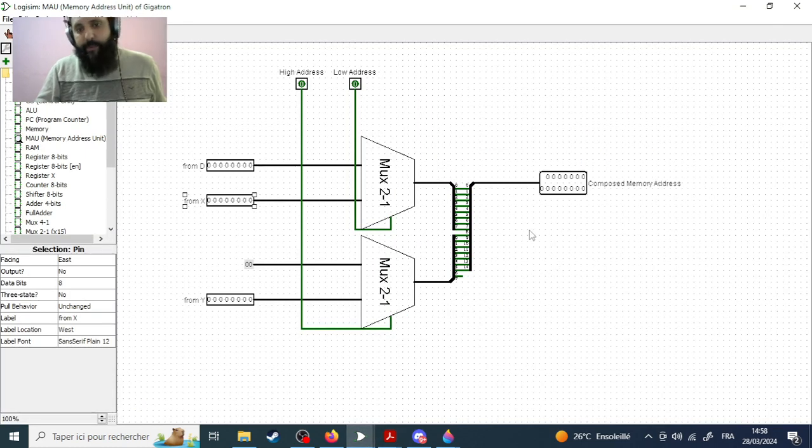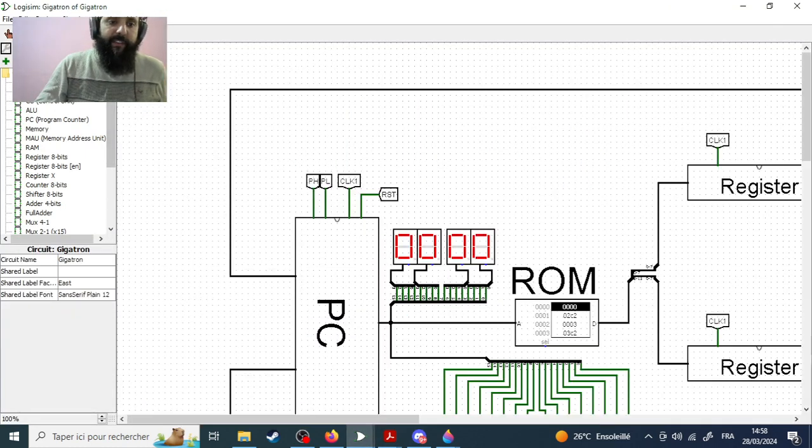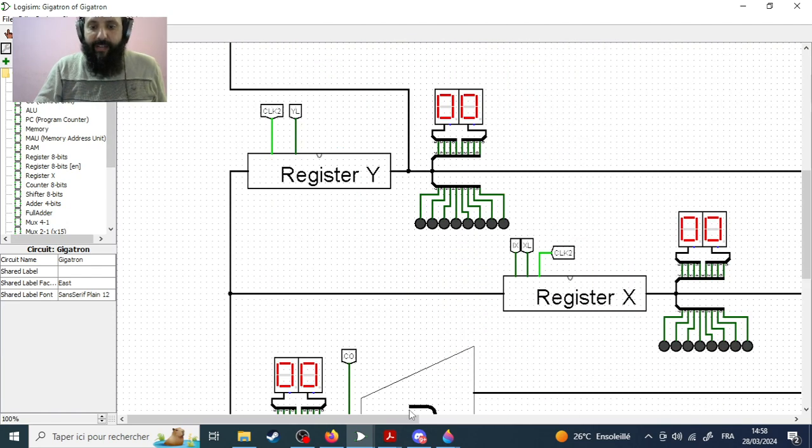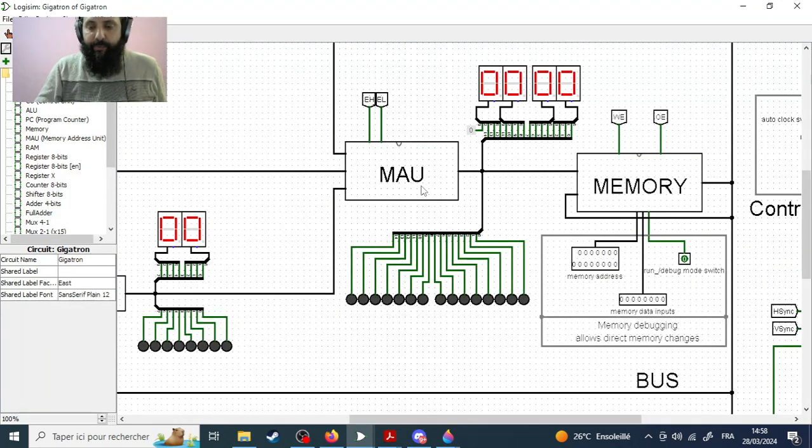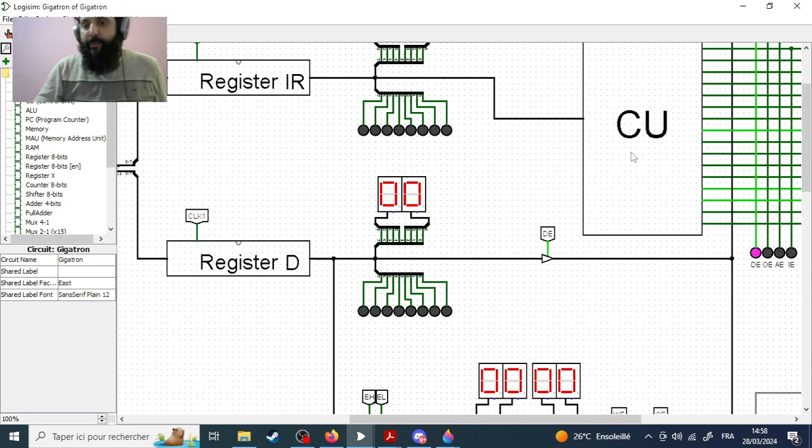Yes, we will continue. Okay, we finished this part. This part is about the addressing mode, and it is very simple to implement. You have just to use two multiplexers.